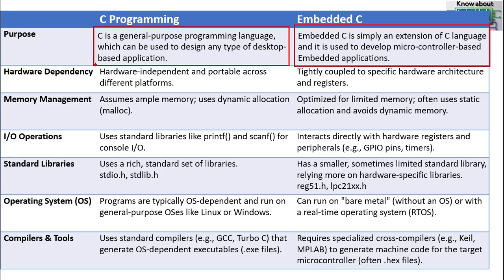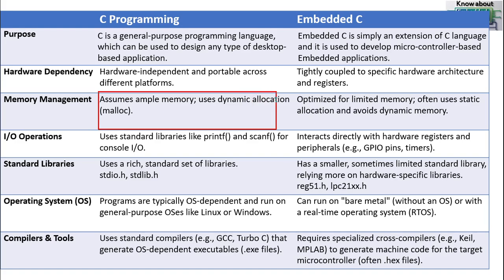Friends, the second major difference is that C programming is not hardware dependent. Your C programming will run on all computers and all laptops. But embedded C is hardware dependent. Once you develop code for one microcontroller, the same code cannot be run on a different microcontroller. Whenever I develop code for one microcontroller, it is not easy to port it to another microcontroller. This is called hardware dependent.